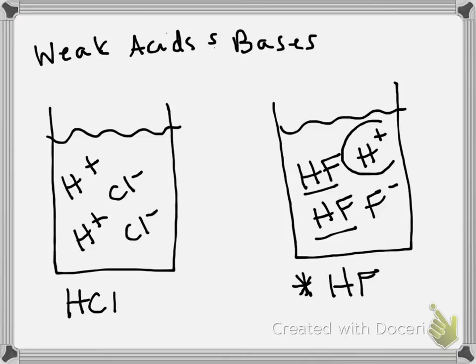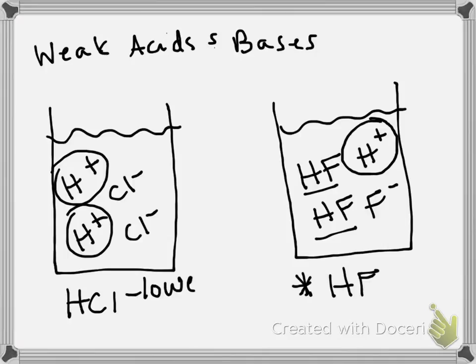The weak acid only produces one hydrogen ion, while the strong acid produces a lot more because all of it breaks apart. The weak acid, most of it stays together. So the strong acid will have the lower pH. This weak acid is going to have a higher pH.